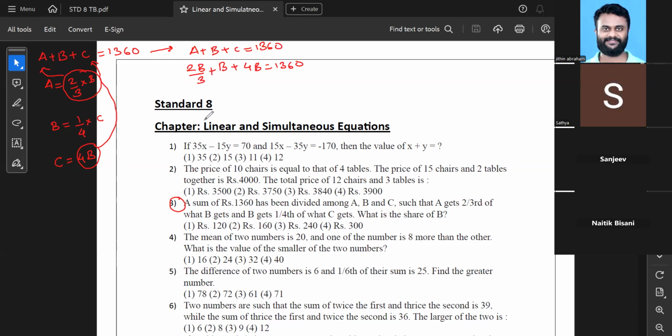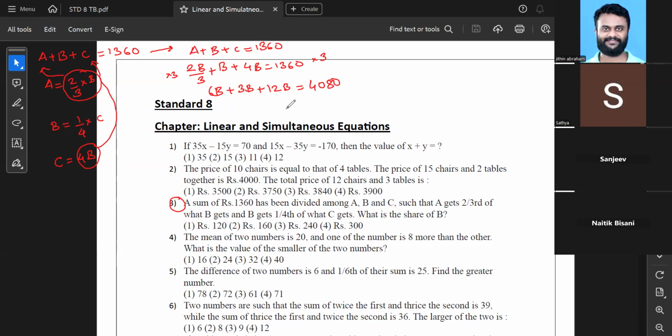So in order to eliminate that, I'll multiply this by 3. When I multiply, I'll have to multiply on the left-hand side as well as the right-hand side. So when I multiply everything by 3, you'll get 6B over here plus 3B plus 12B is equal to 1360 multiplied by 3, which should be 4080. So we can leave it as it is.